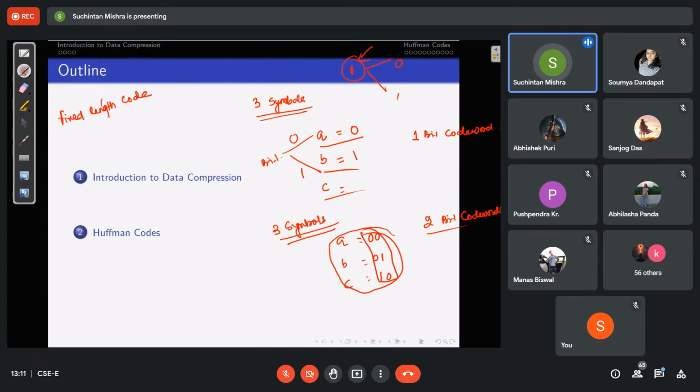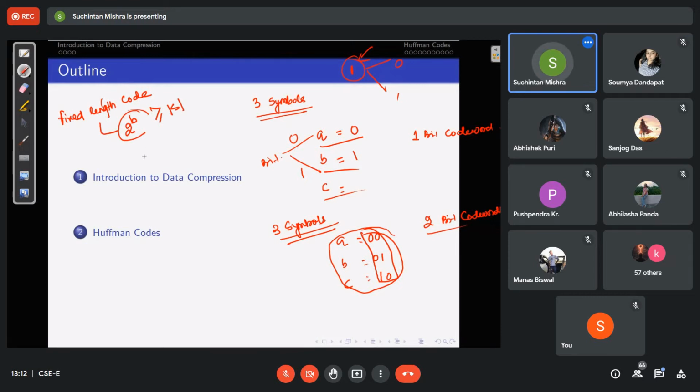Okay, and the fixed length code says that to represent the number of bits, you need to apply the formula 2 to the power b. If you apply the formula 2 to the power b is less than or equal to the number of symbols, then you will get the answer. Okay, let us apply it to this case. Now the number of symbols are 3. It should be greater than or equal to 2 to the power b. It should be greater than or equal to the number of symbols.